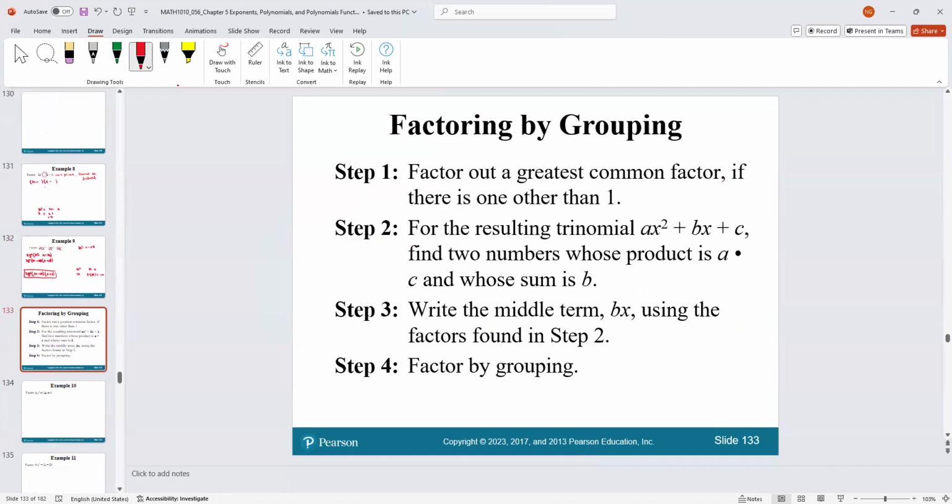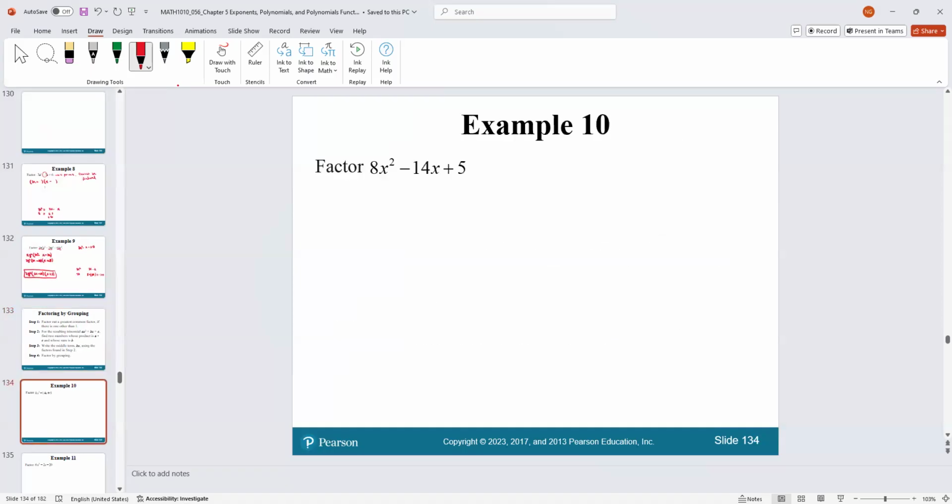Now, we can also do it by grouping. Factor out a greatest common factor if there is one other than one. For the resulting trinomial ax squared plus bx plus c, find two numbers whose product is a times c and whose sum is b. Write the middle term bx using the factors found, then factor by grouping. I'm going to go through an example with you. We call this the AC method.